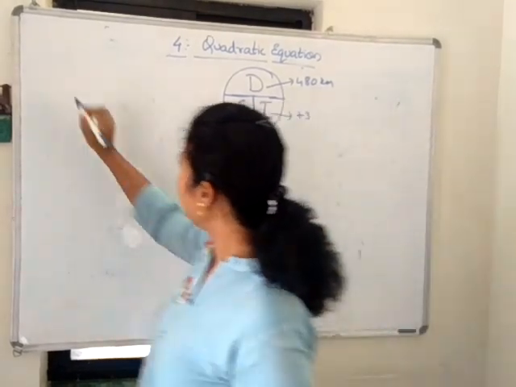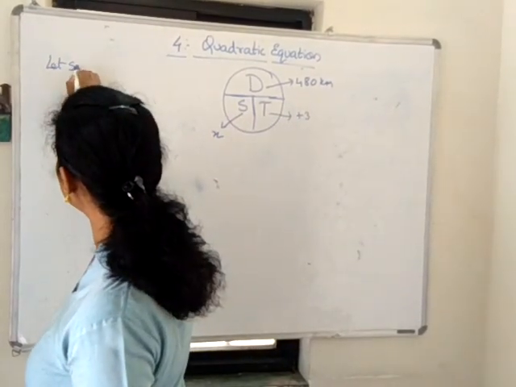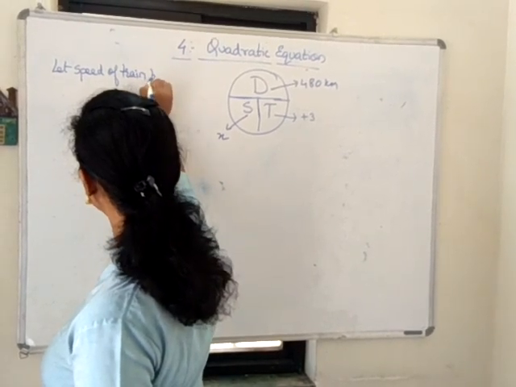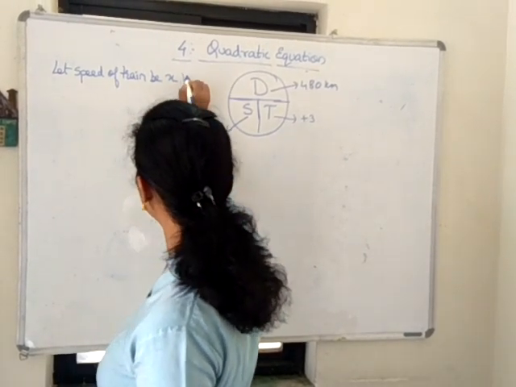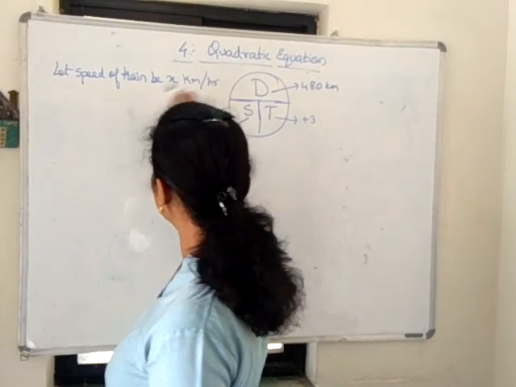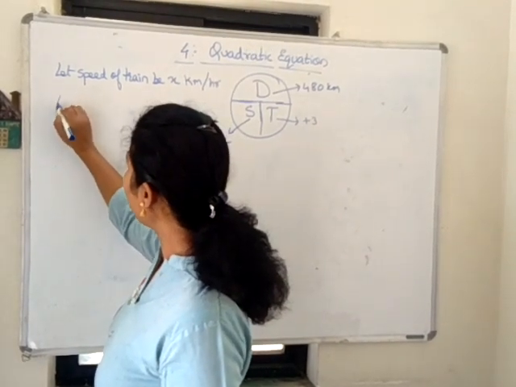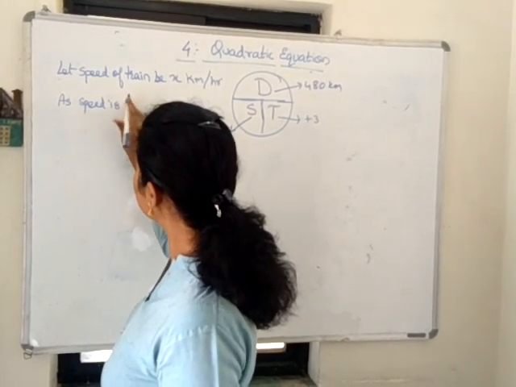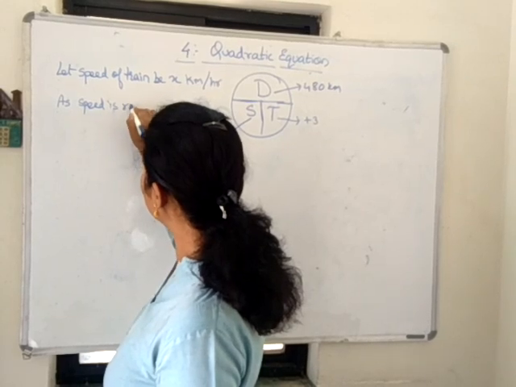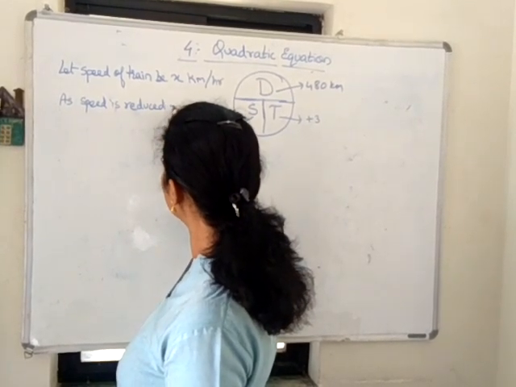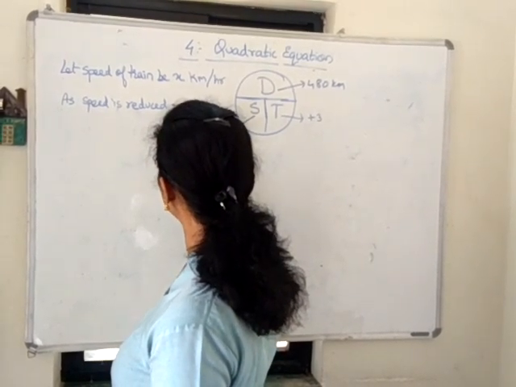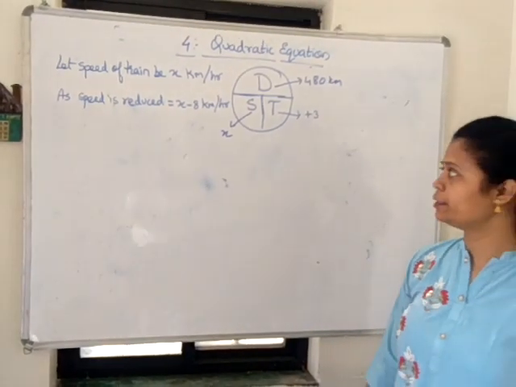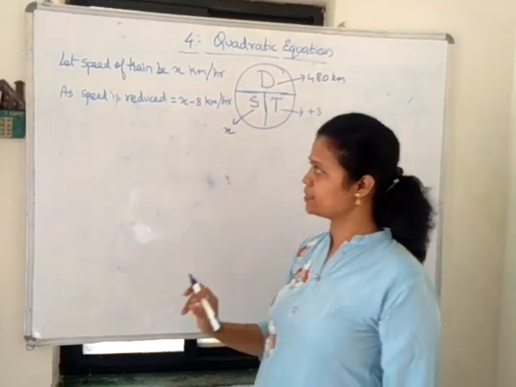Okay, so let the speed of the train be x kilometers per hour. Now, as speed is reduced, it will be x minus 8 kilometers per hour. They said if the speed is decreased by 8 kilometers per hour, so x minus 8.